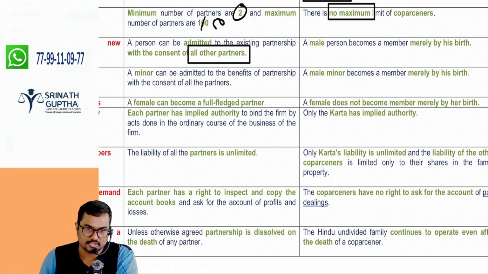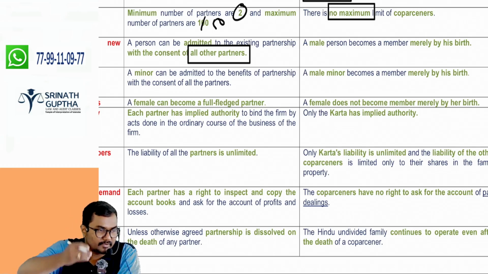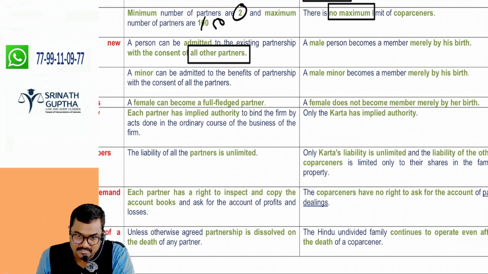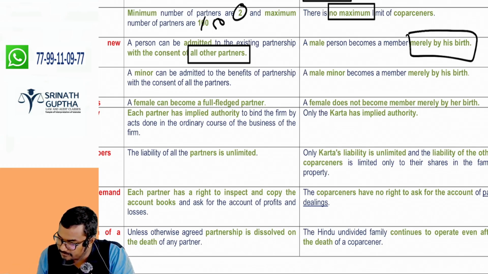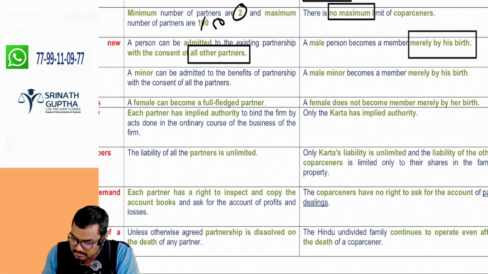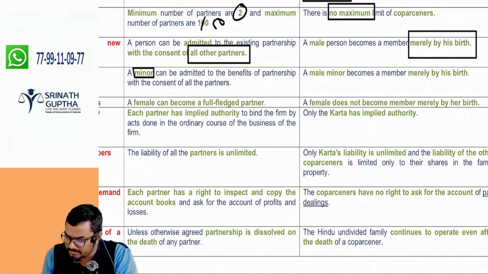But in case of HUF, before taking birth, we will not take the consent of all the family members. Can I take my birth in your family? Will we ask? Male persons will become members by birth. Next, a minor cannot become a partner unless three conditions are satisfied. But here, a minor also will become a member by birth.